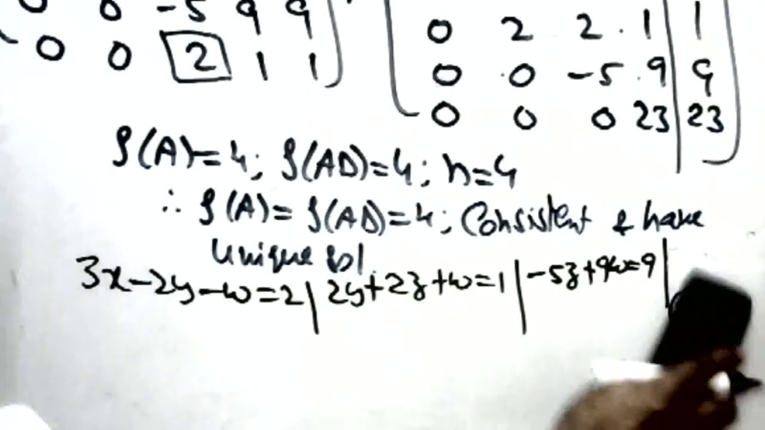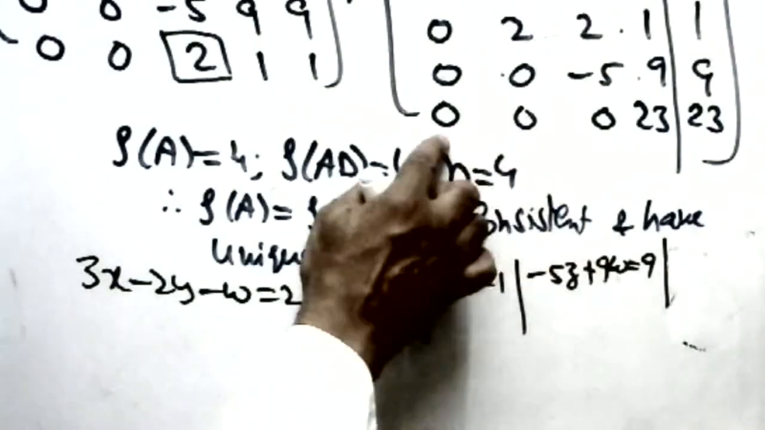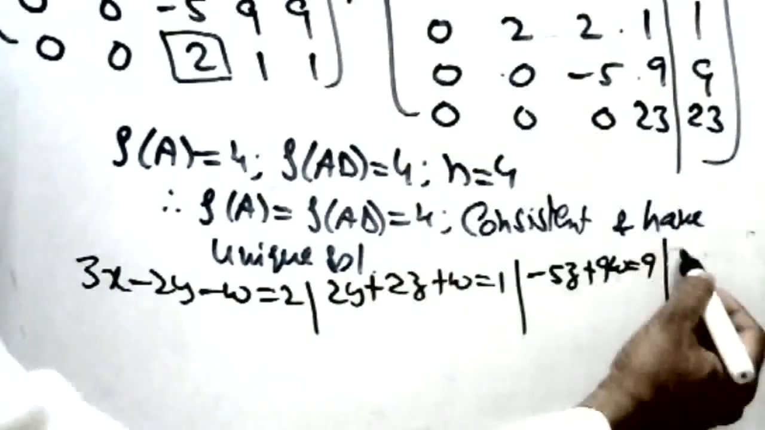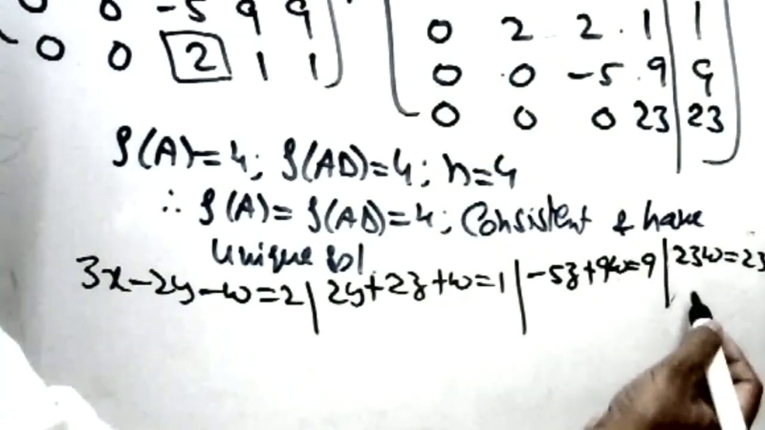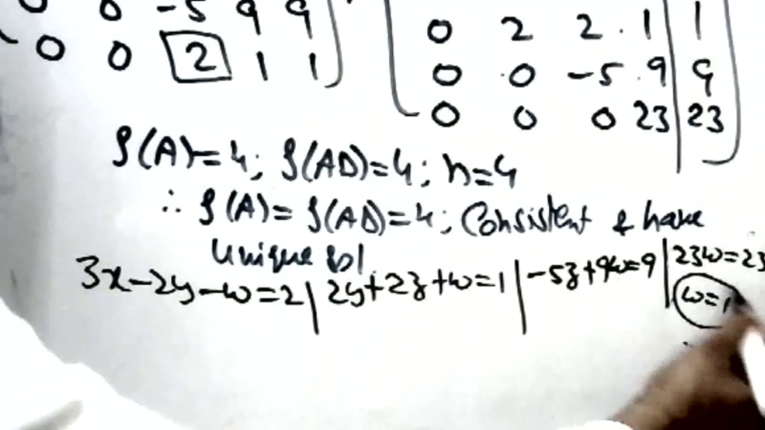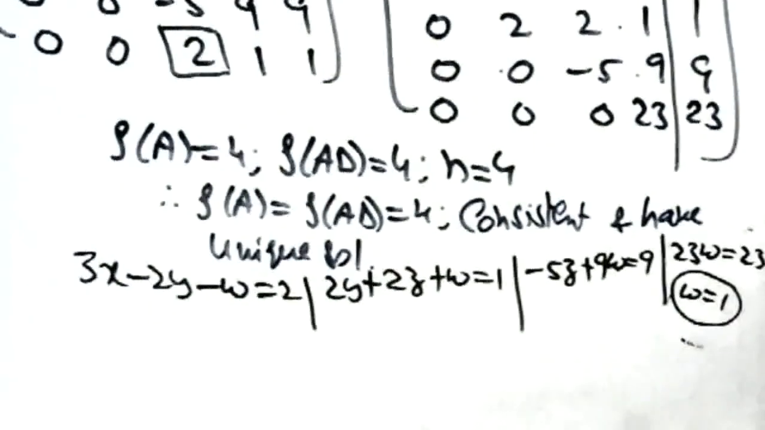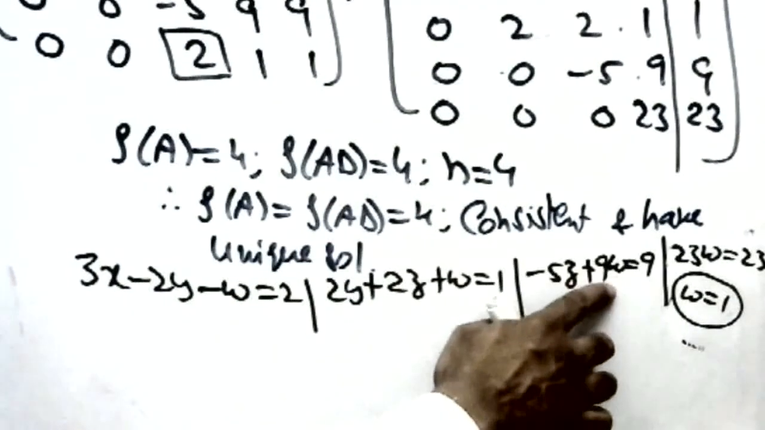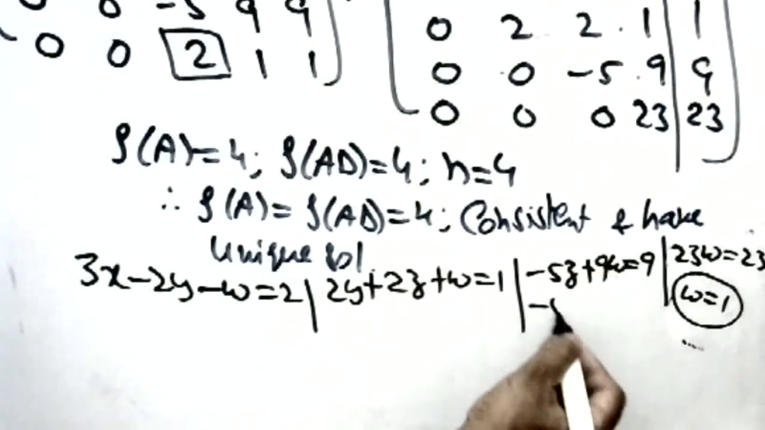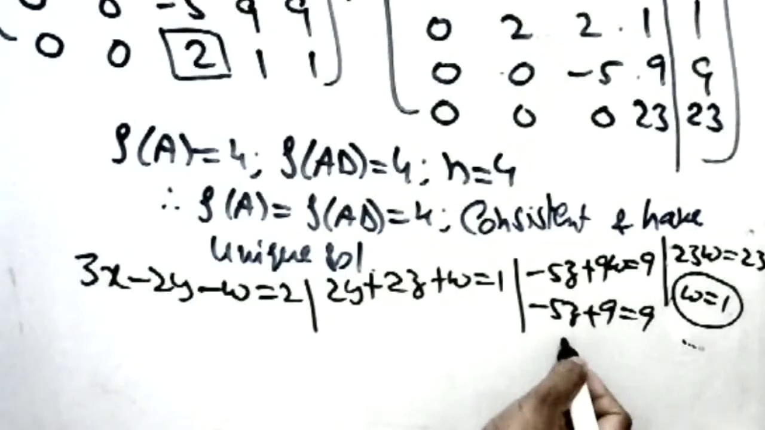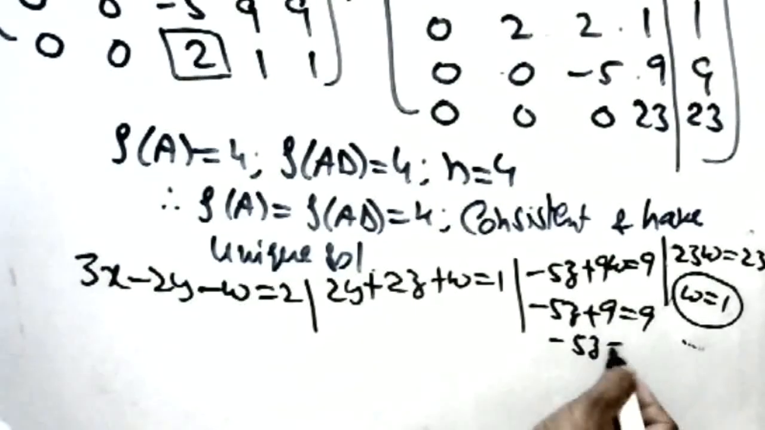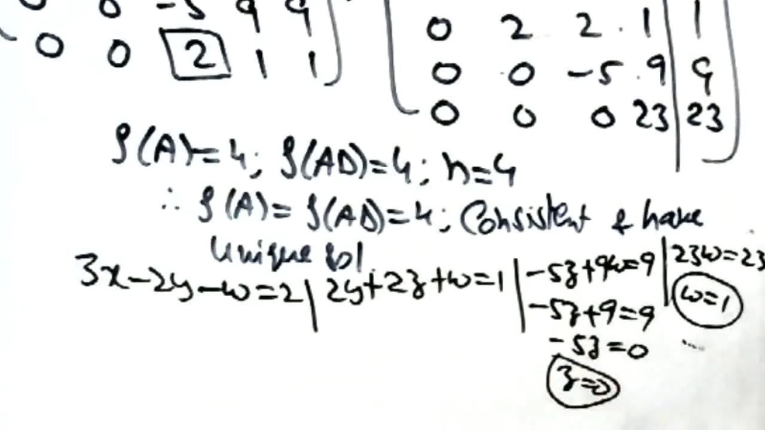Sorry, here we have the w. This is w, no? x is 0, y is 0, z is 0. So 23w equals 23. So we got w equals 1. So let me put here w equals 1. So 9 ones are 9. So 9 minus 5z plus 9 equals 9. 9 minus 9 is 0. So minus 5z equals 0, which means z equals 0.